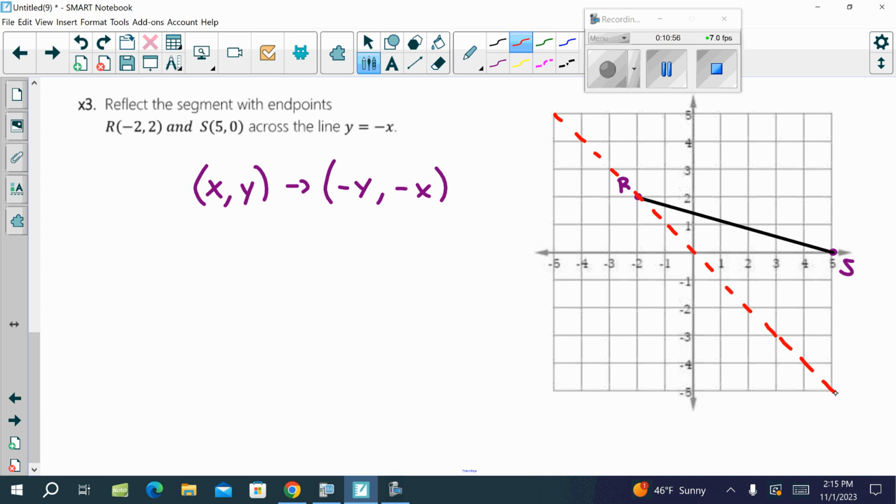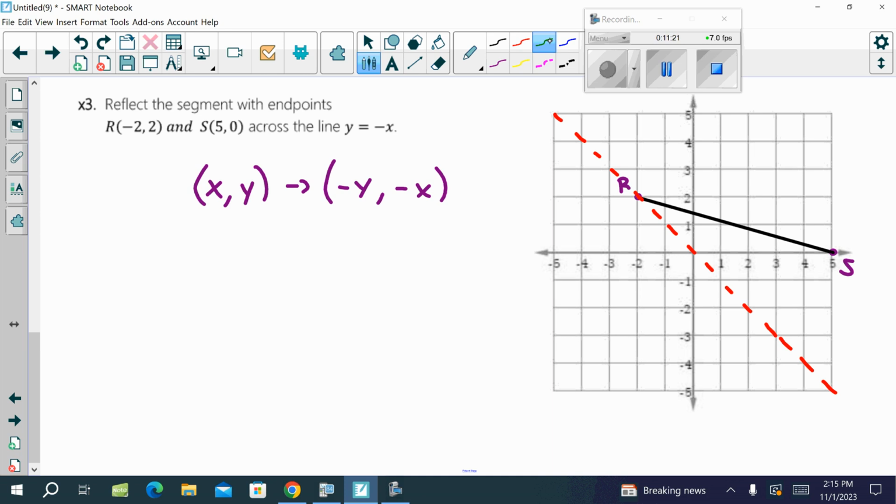What do you notice? Anybody? Yes, Emily. Goes through one of the points. And what have we learned if one of your points is on the line of reflection? Stays the same. Okay, so the only thing we have to reflect is S, correct? Okay.